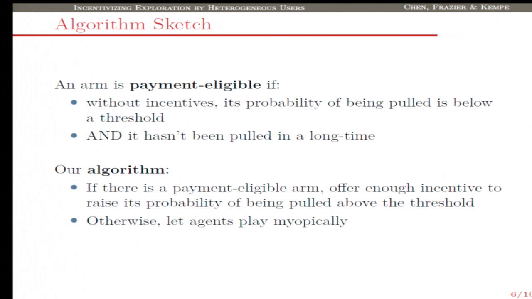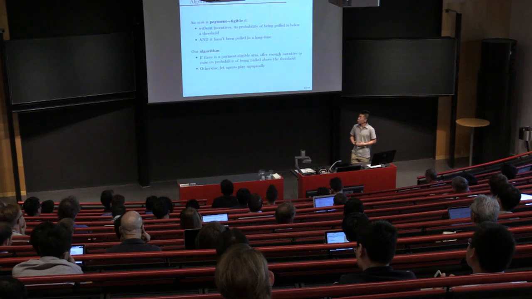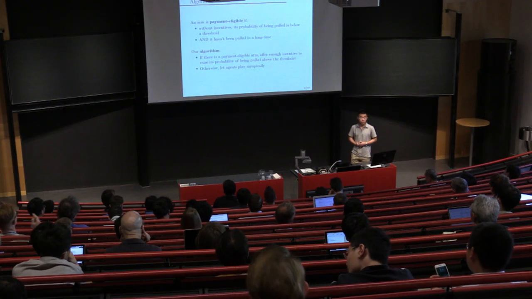So now let me introduce our algorithm. Our algorithm is very simple, but we need a definition called payment eligible. Informally, an arm is called payment eligible if without any incentives, the myopic pulling probability for that arm is below some threshold, and we haven't pulled that arm for a long time. This is a very informal definition. And with this definition, we can introduce our algorithm.